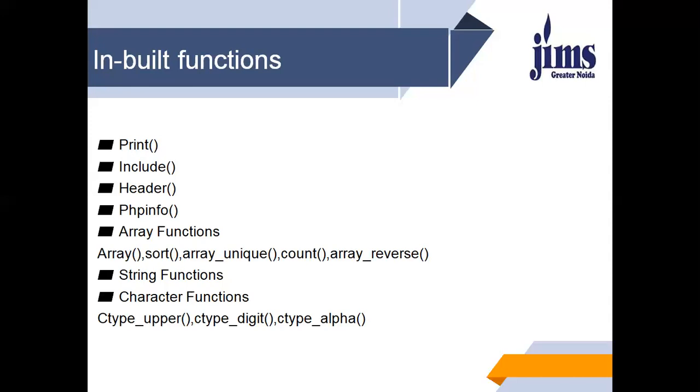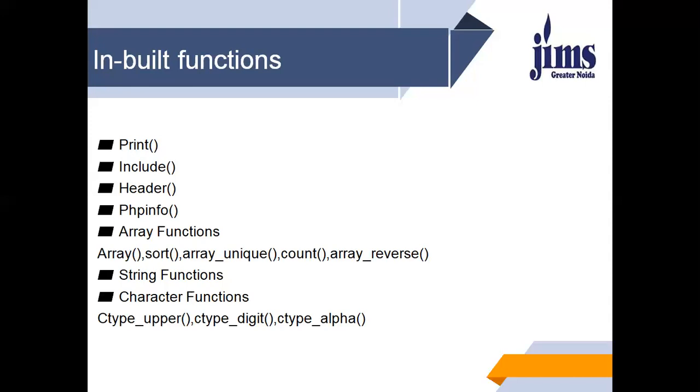INFO_ENVIRONMENT will give environment variable information. Then we have INFO_VARIABLES. It will give all predefined variables from environment, GET, POST, cookie, server. Then INFO_LICENSE is there, which will give PHP license information. We have INFO_ALL. It shows all the above information that we have discussed: INFO_GENERAL, INFO_CREDITS, INFO_CONFIGURATION, then INFO_MODULES, INFO_ENVIRONMENT, variables, license. All the information will be given by INFO_ALL. So this is the default value actually.